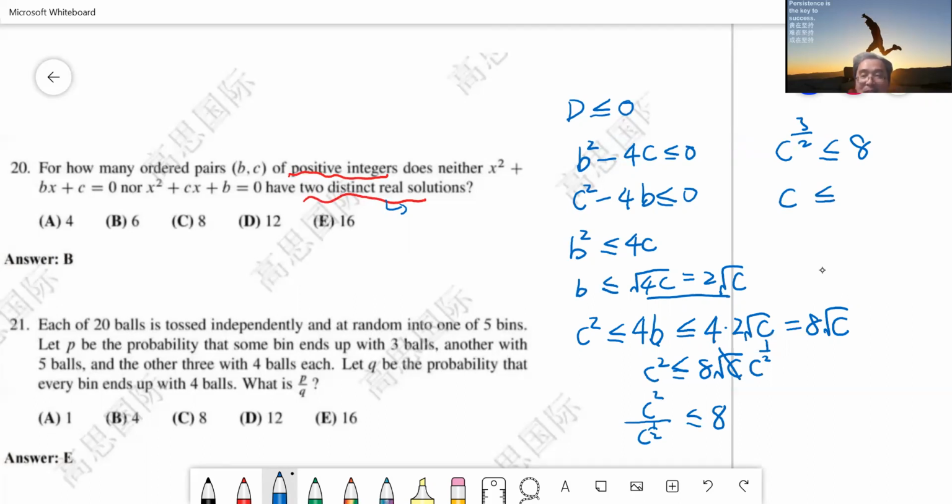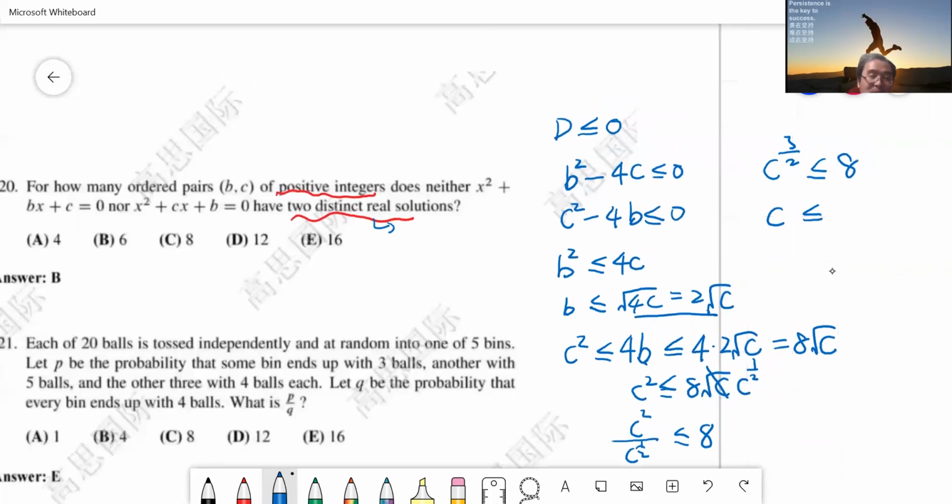So basically how do we do that, right? We need to raise both sides to the power 2 over 3. Simplifying, we get 4. C is actually smaller than or equal to 4. So this is the first very important piece of information: c is smaller than or equal to 4, right?